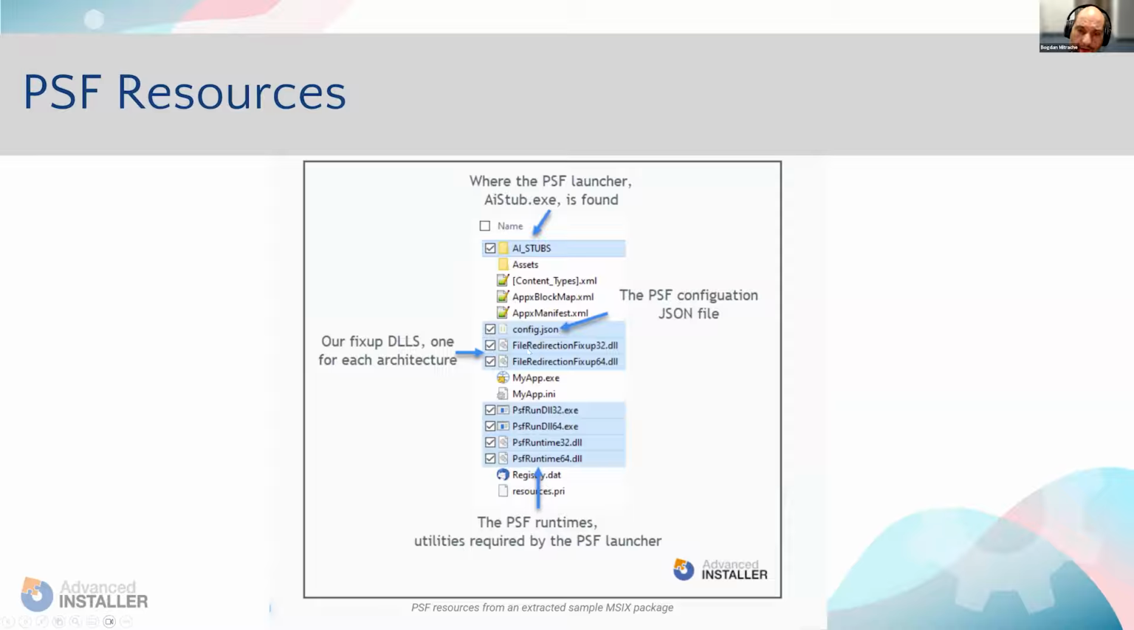These might be different depending on what fixups are required for your package. You might need a file redirection fixup, you might need a registry or an environment variable fixup, depending on what packaging tool you use. Also, this could differ. And then at the end of this picture, you have the runtime DLLs, which are mostly the same because these are distributed by Microsoft, and all of the packaging tools that work with PSF need to include these DLLs in the package.